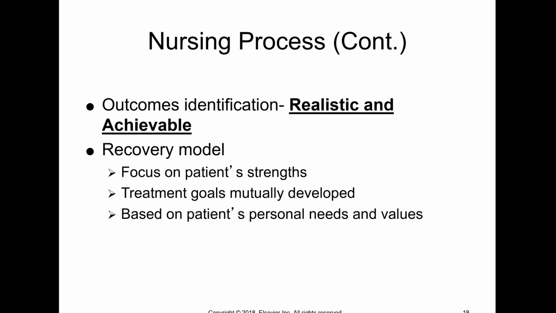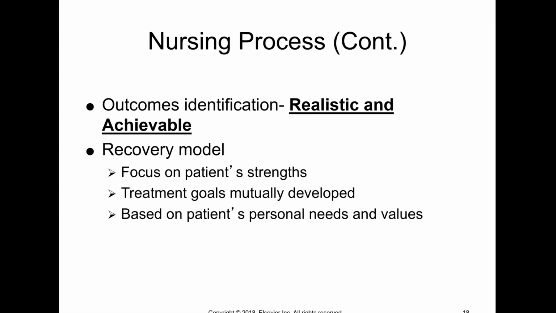Outcomes need to be realistic and achievable. You have to work with the patient, because setting up outcomes for a patient that they don't or can't engage in is pointless. They're not going to want to engage. So the patient really needs to be part of the dialogue when you're setting up your nursing care plans.